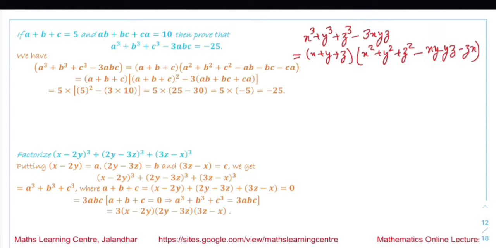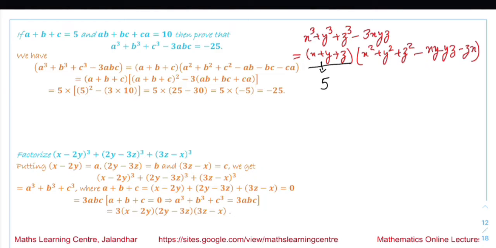Now the formula we have over here is x cube plus y cube plus z cube minus 3xyz is equal to this value, or it is in terms of x, y, z. So basically the value of x plus y plus z is given to us, it is 5.